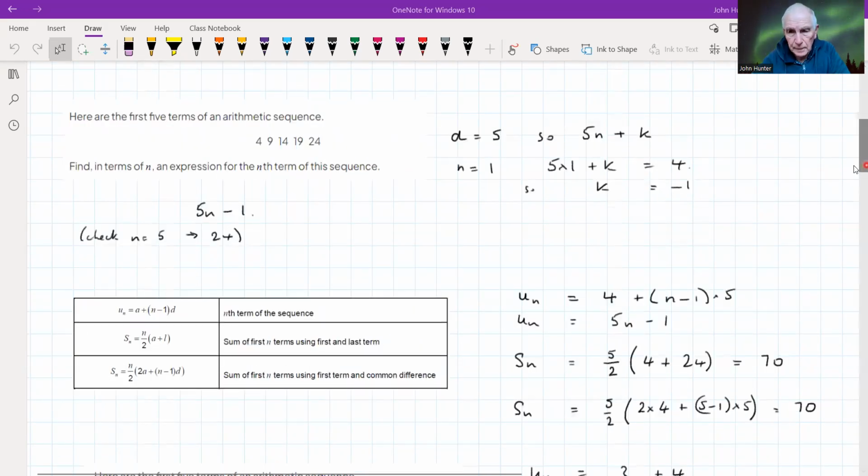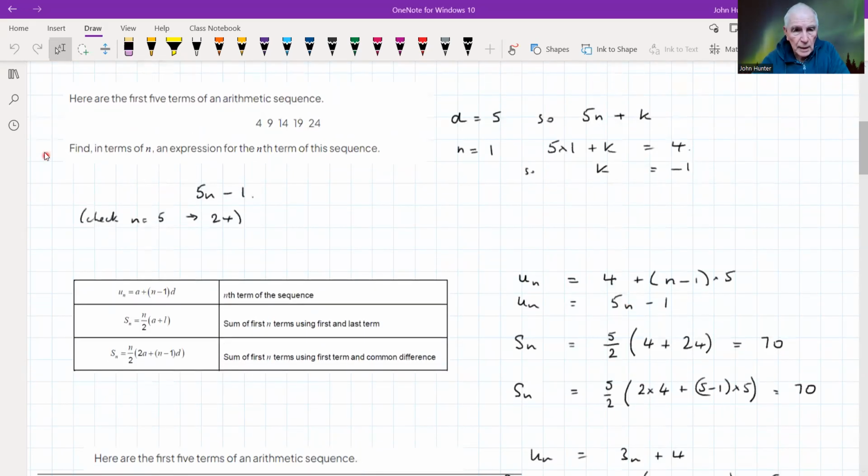A little bit more to this one. Here are the first 5 terms of an arithmetic sequence: 4, 9, 14, 19, and 24. Find, in terms of n, an expression for the nth term of this sequence. So similar kind of question, really. So what are we looking at? The differences here, I think we can see the difference between each term is 5. So there's going to be a 5n term in there.